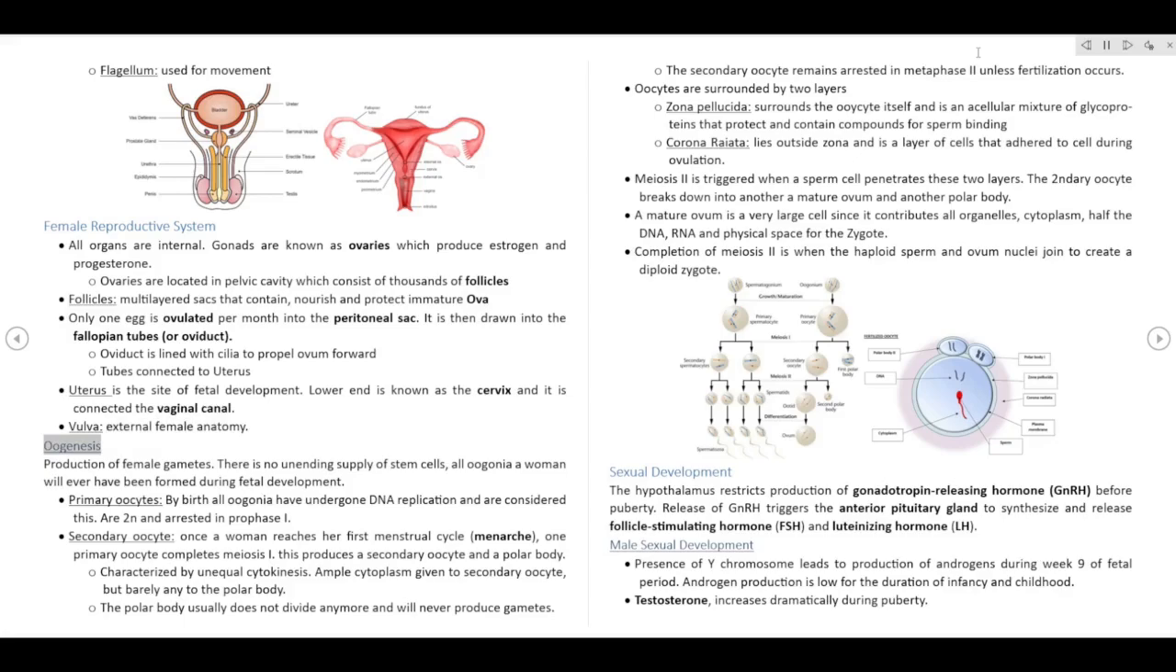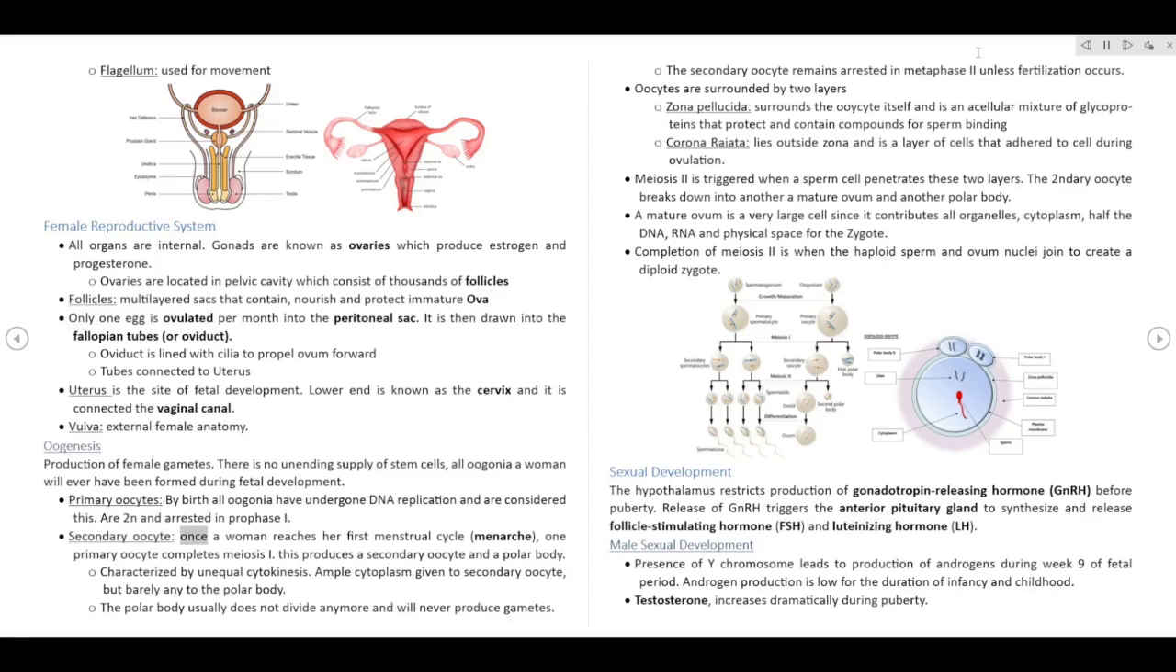Oogenesis is the production of female gametes. There is no unending supply of stem cells; all the oogonia a woman will ever have are formed during fetal development. Primary oocytes: by birth, all oogonia have undergone DNA replication and are considered primary oocytes. They are 2N and arrested in prophase I.